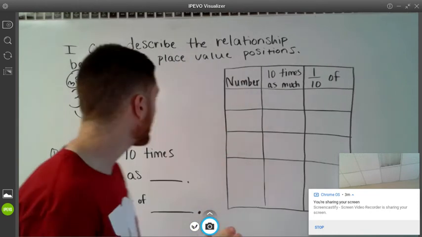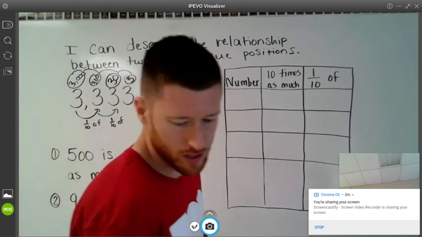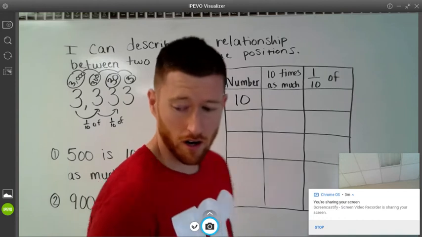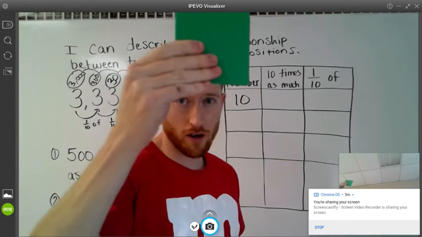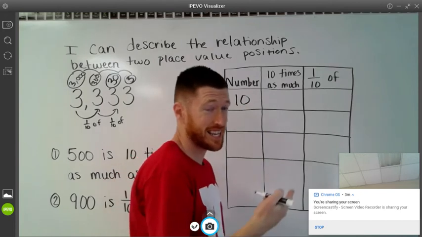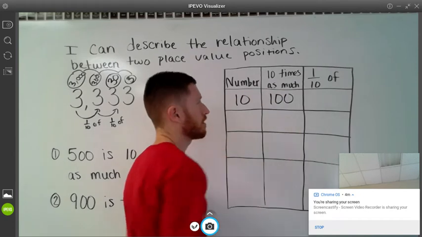Now that you've got the pattern down, let's fill out this table here. I want to start with the number 10. We just did this with our 10 rod and our 100 flat. 10 times as much as 10 is 10 times 10, that's 100.